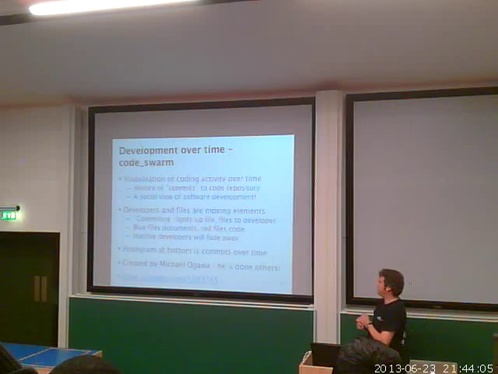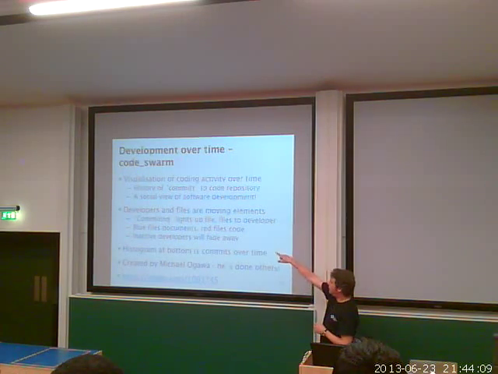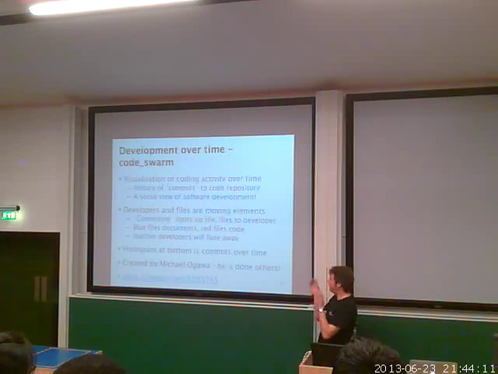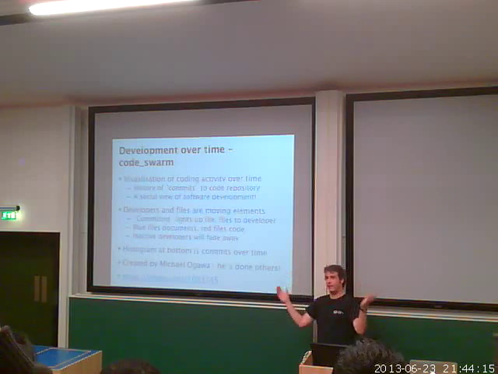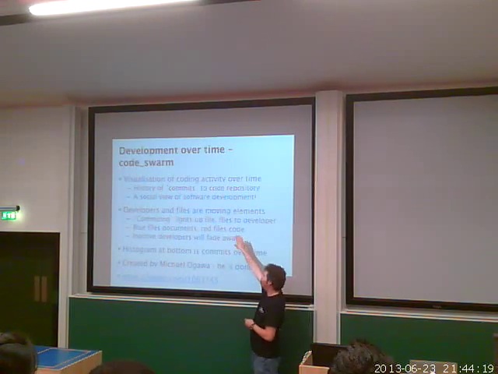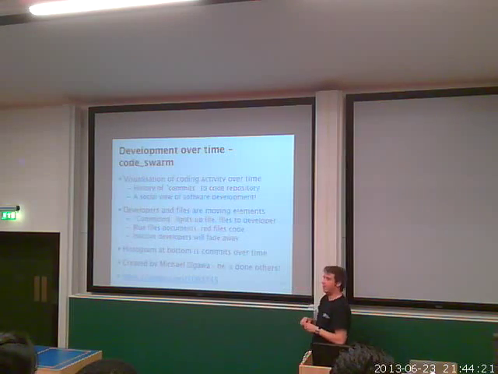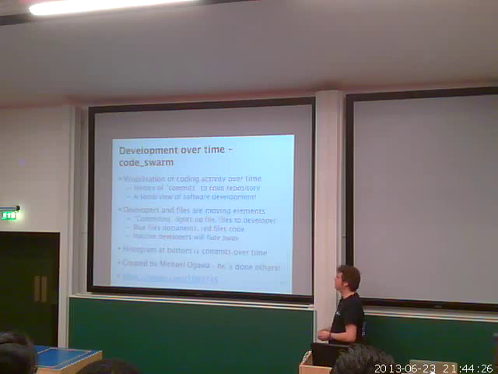So it gives you an idea of how things have been coded, its activity over time. It gives you a history of the commits to a code repository. You show it a code repository, it goes away, and it analyses how things have been committed to this repository. So what it's actually giving you is a social view of how the software is being developed. Who's been contributing what, how often they've been contributing.